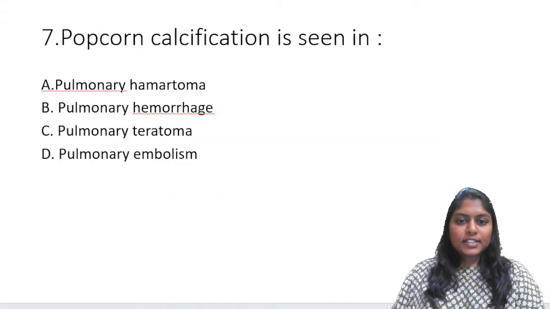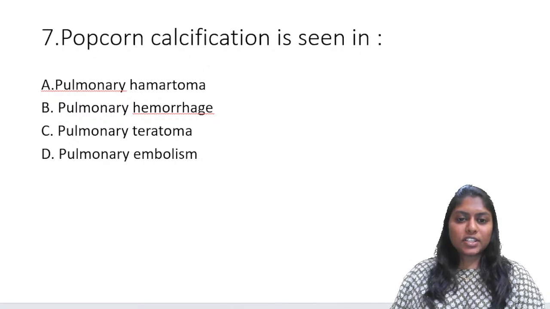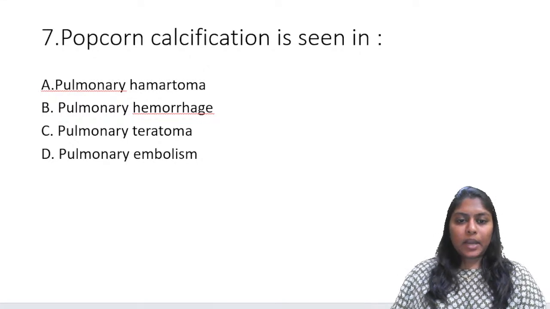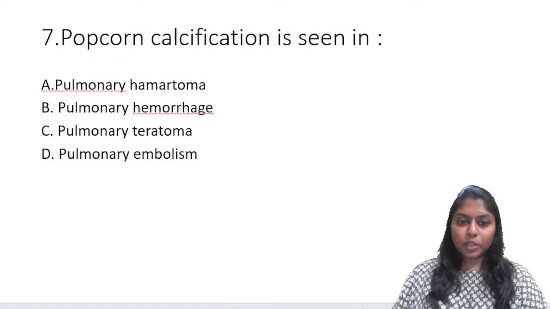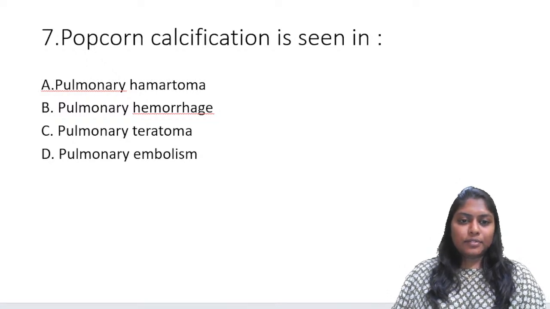Next, popcorn calcification is seen in pulmonary hamartoma, pulmonary hemorrhage, pulmonary teratoma, and pulmonary embolism. These kinds of questions are also popular in radiology questions for NEET, because in normal times when we ask somebody, they will definitely tell it is pulmonary hamartoma. When they see all of these MCQ questions and all the options, it becomes very confusing.